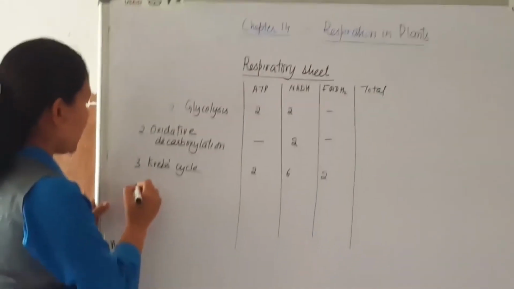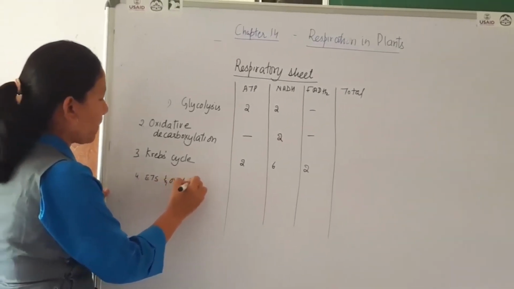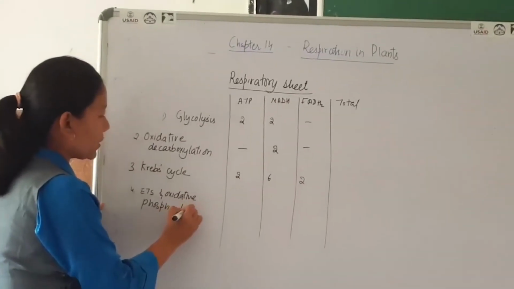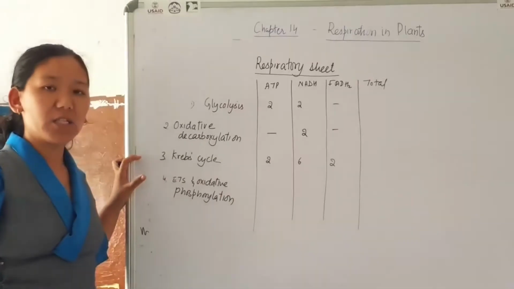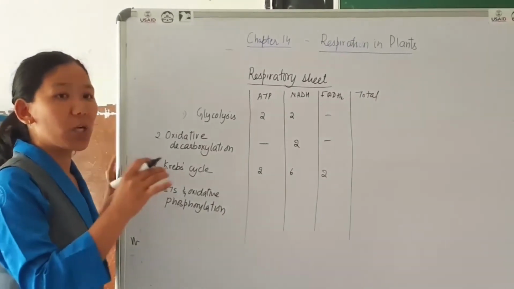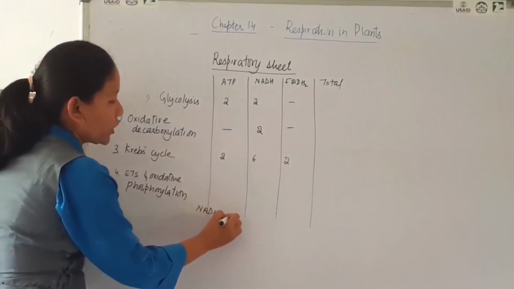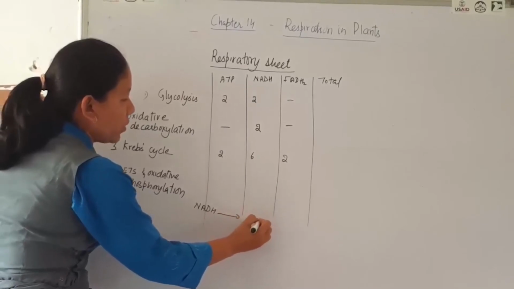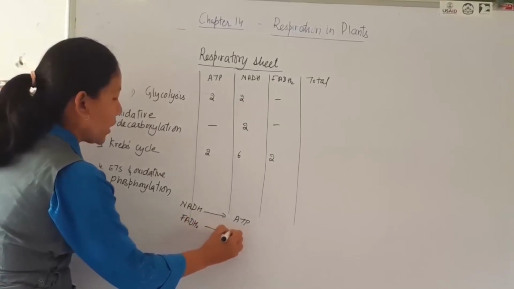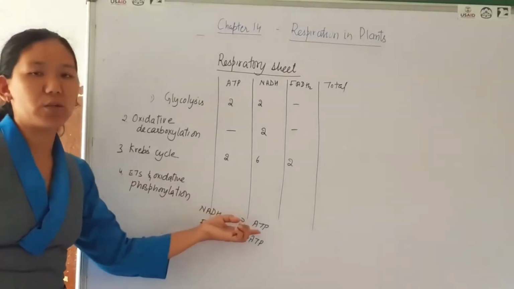Now the next step is ETS and oxidative phosphorylation. So during this step, the new energy is not released, but there is conversion of the NADH to ATP, and FADH2 again to ATP, and we have just now discussed how it helps in the synthesis of ATP.